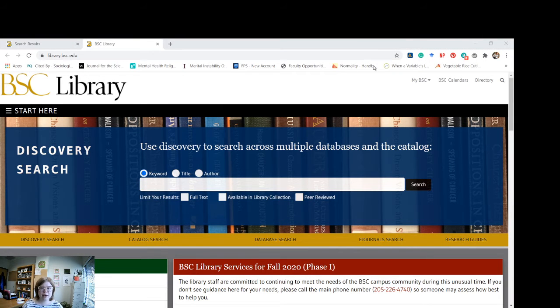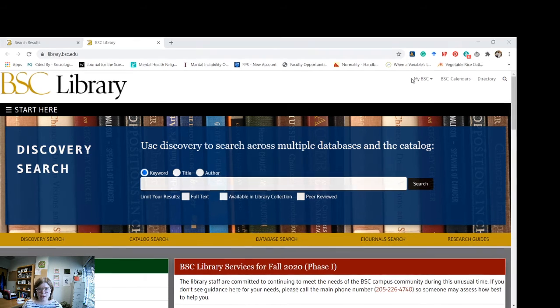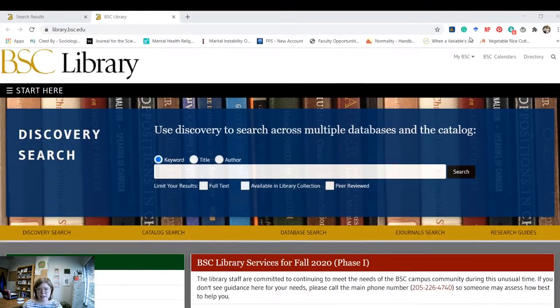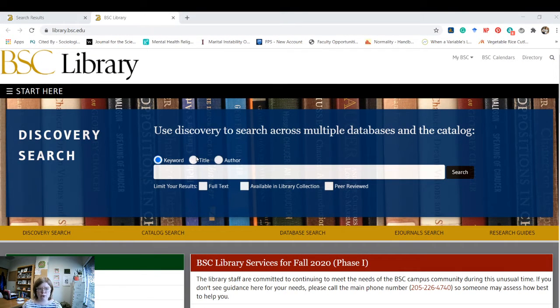So this is the BSC library website. All I've done is go to BSC, go to the menu, and click on library. And this is the library homepage where it takes me. And I'm going to show you how to do a database search because it's going to be more useful to you than a general catalog search.